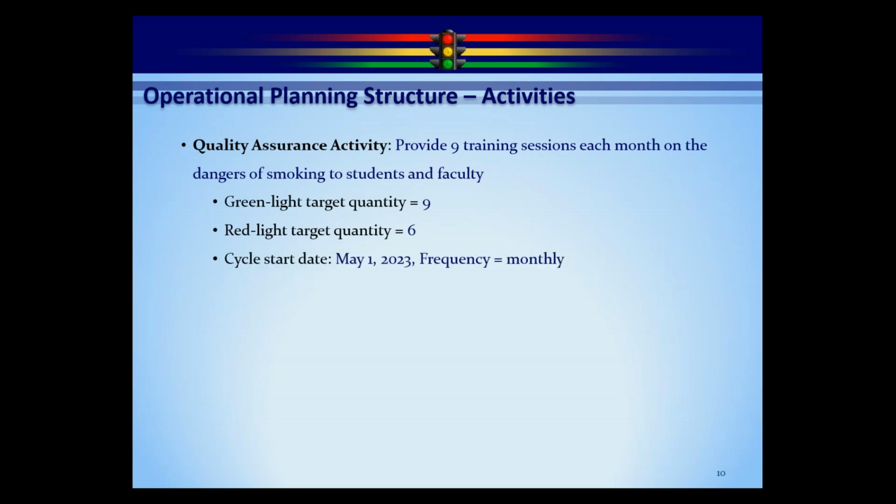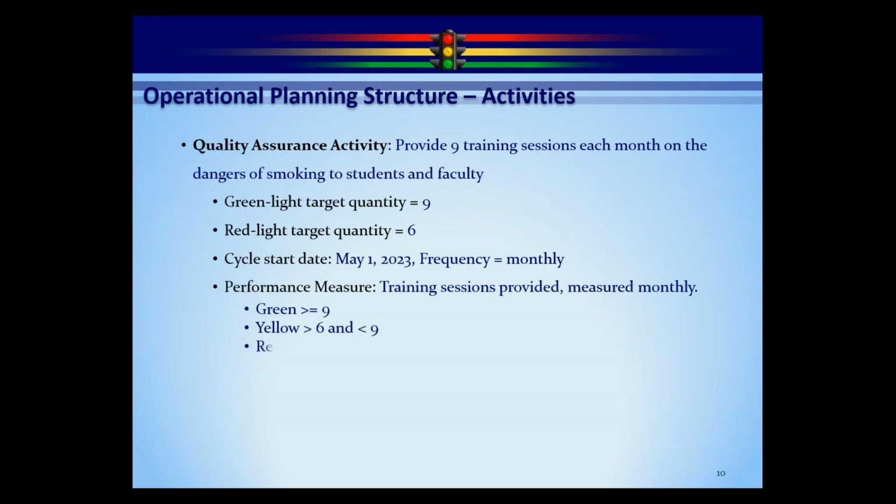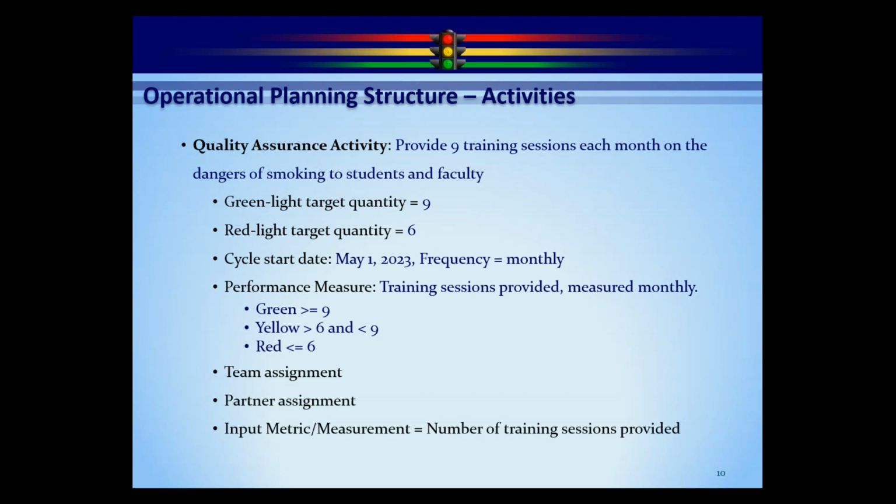In this case, instead of a beginning and ending date, we have a cycle start date and a frequency. So May 1st, 23 is the beginning of our cycle. We're going to go for a month. Then we're going to move the date forward to June 1st, and we're going to calculate for a month. And then July 1st and calculate for a month. Our performance measure is created for us at this particular activity. And we'll see that through the wizard. Training sessions provided, measured monthly, our green, yellow, and red. Then again, we'll do team assignments, partner assignments, and our input metric for this particular activity is the number of training sessions provided.